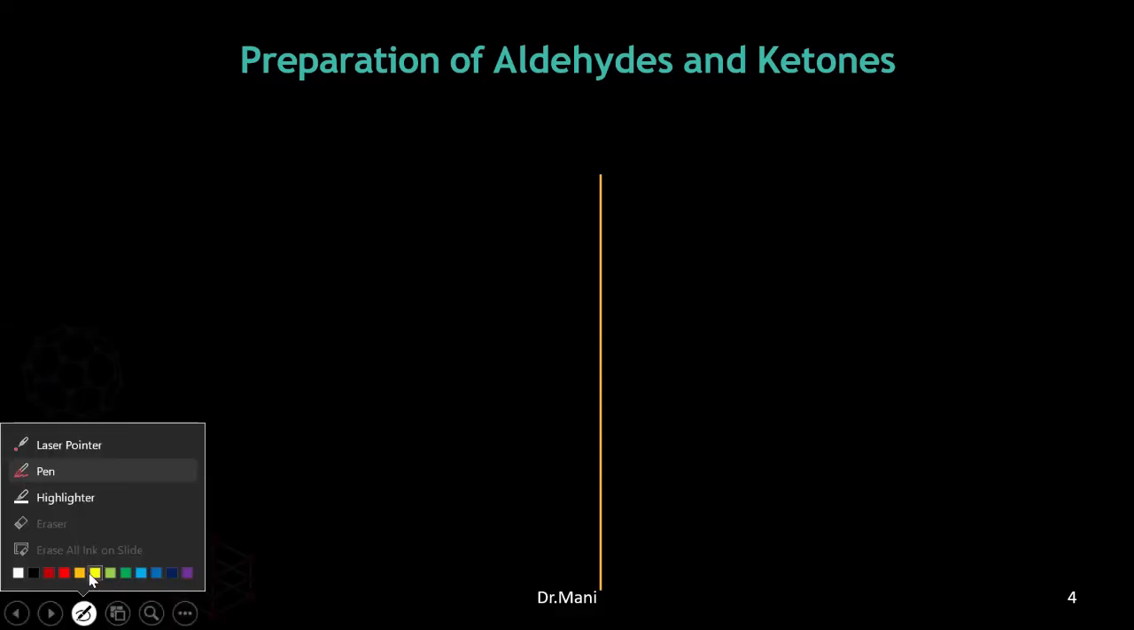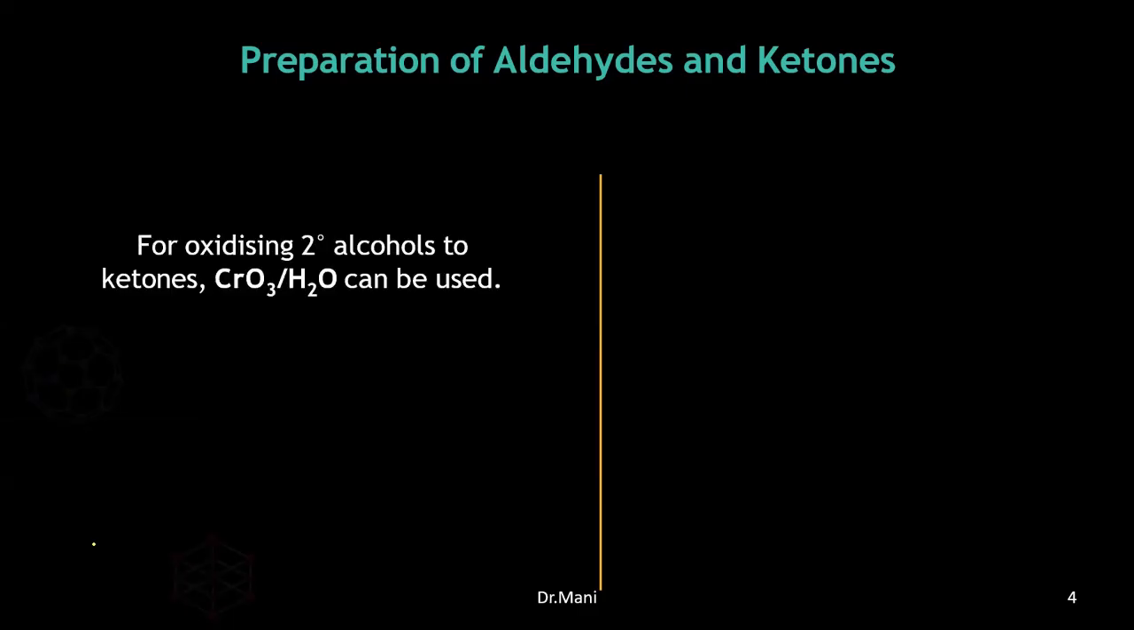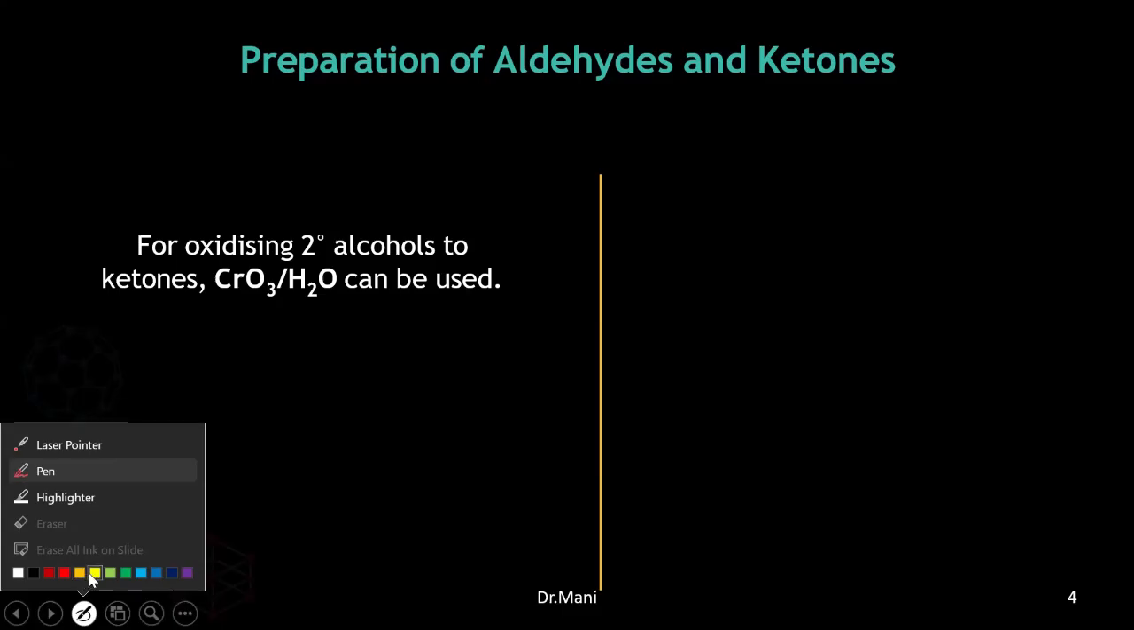So next one. What happens to the secondary alcohols? The secondary alcohols will be converted into ketones. For that, we need an oxidizing agent, that is chromium trioxide, and this reaction happens in aqueous solution. Just remember, chromium trioxide in aqueous solution acts as the oxidizing agent. So the reaction will follow like this.